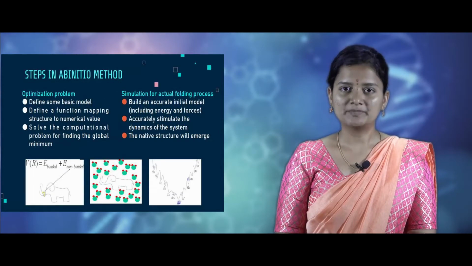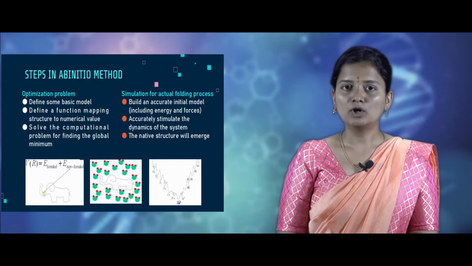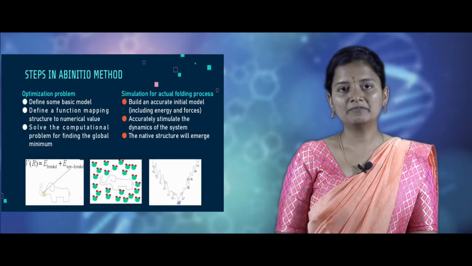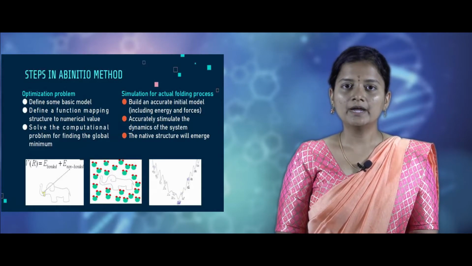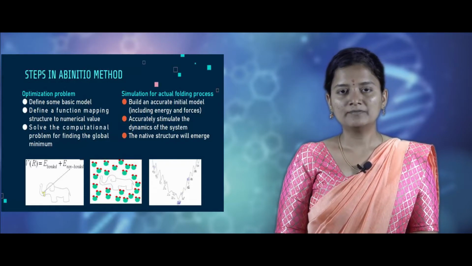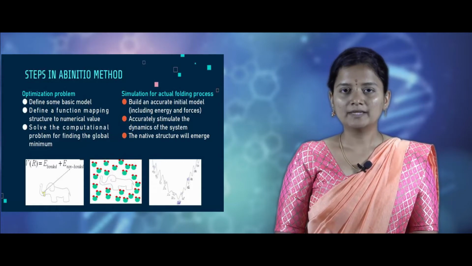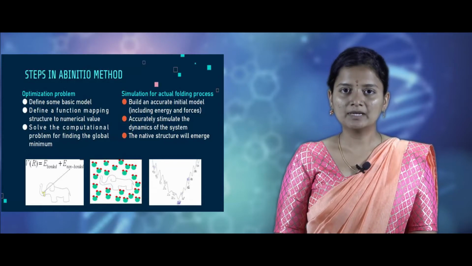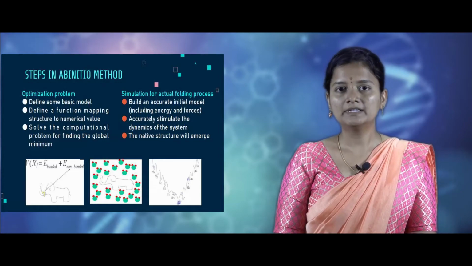There are two main steps in the ab initio method. One is optimization, another is simulation. In optimization, we will define a basic model and then define a function mapping structure, and then we'll solve it computationally in order to find the global minimum value. Whereas in simulation, we will initially find the initial model by looking at the energy and force values, and then accurately simulate the dynamics of the system, and finally we will arrive at the native structure of the protein.